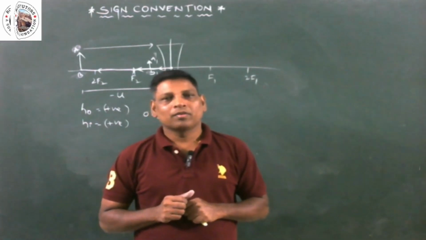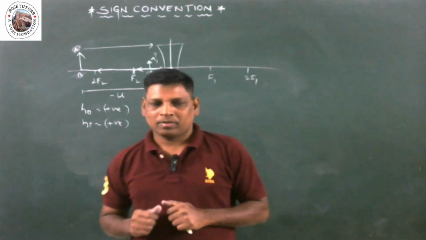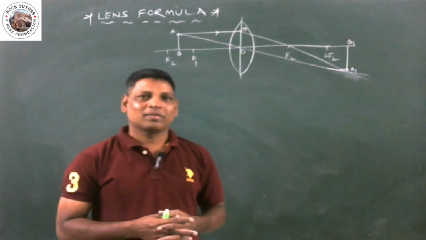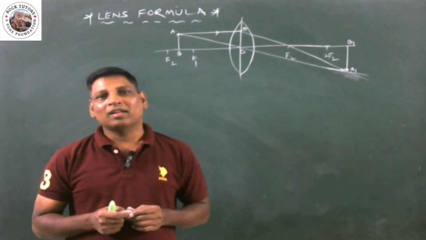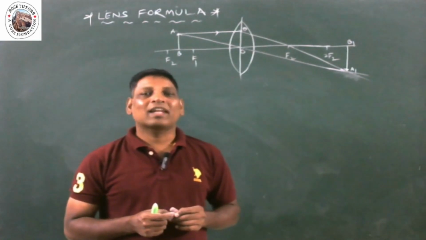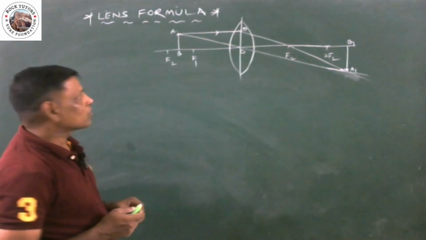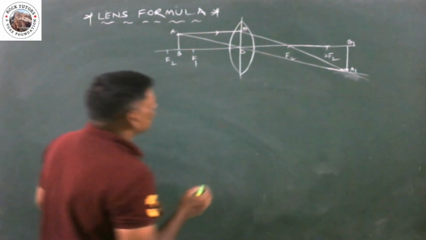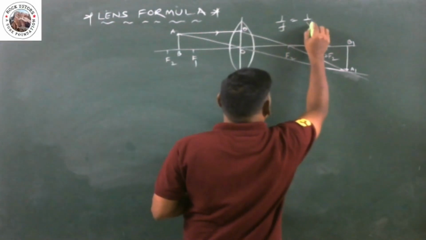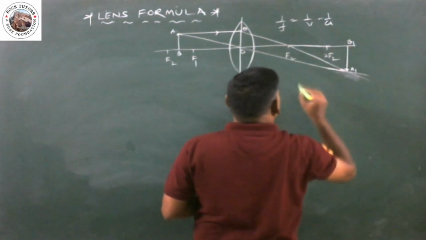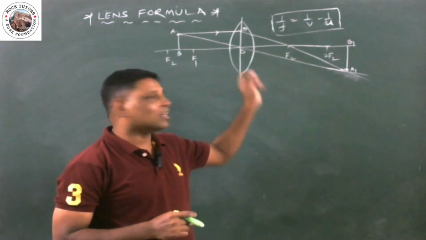Now we'll see the derivation of the lens formula. This is not in our syllabus, but we will derive how that lens formula came. The lens formula is 1 by f is equal to 1 by v minus 1 by u. This is the lens formula. How will we get that formula?